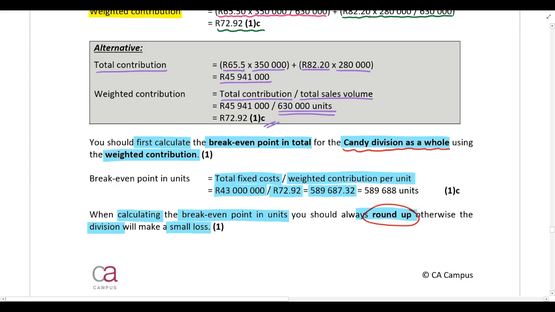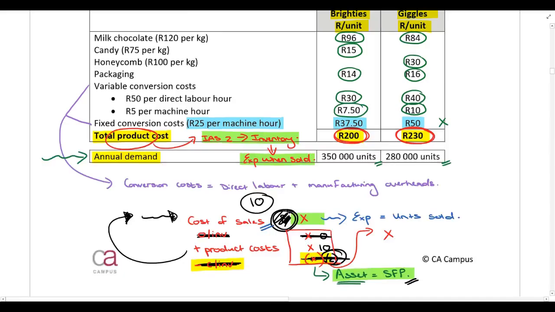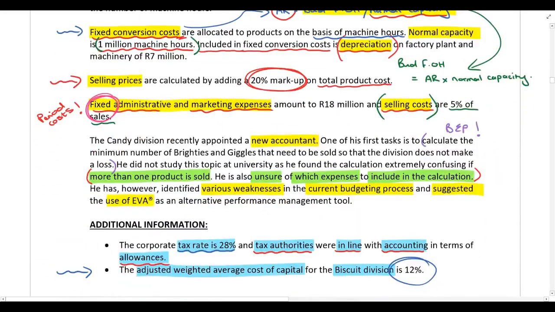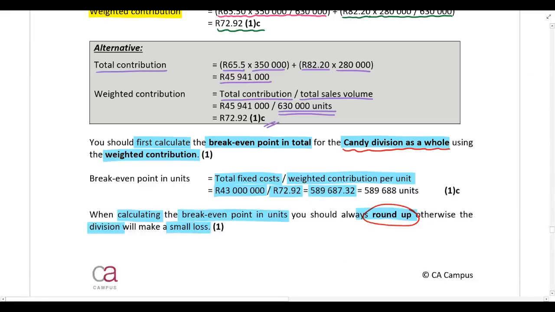Then what do we do next? After you've calculated the break-even point for the division as a whole, we then need to split that between the two different products. Because if we go back to the information provided in the scenario, he needs to calculate the minimum number of Brighties and Giggles. So we don't just want the break-even point in total for the division. We want to know how many Brighties and Giggles need to be sold so that the division does not make a loss. So we need to split that between the two different products. And remember, we do that using the sales mix.